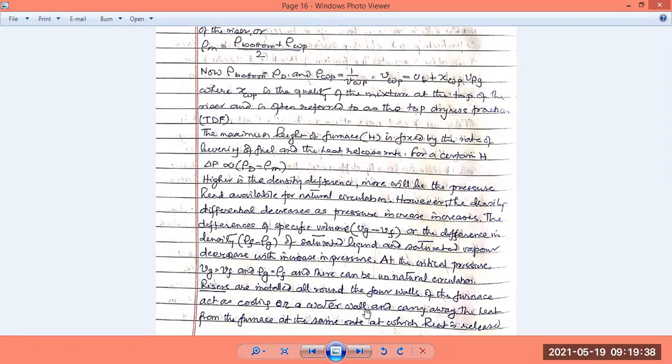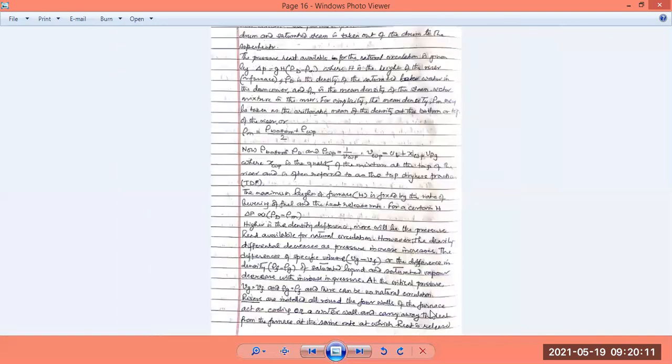So the furnace walls are filled with riser pipes carrying water, and they also carry away the heat of the furnace at the same rate at which heat is released, and it acts as a cooling or water wall. You can say that around the walls of the furnace a water wall is created, or cooling of the furnace is created, because the heat is being carried out from the furnace itself at the same rate at which heat is being released.